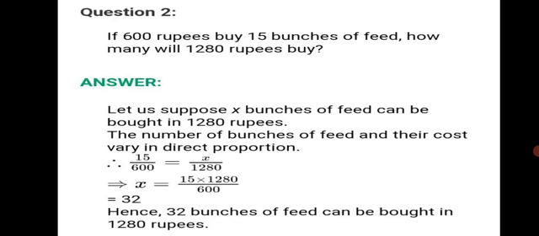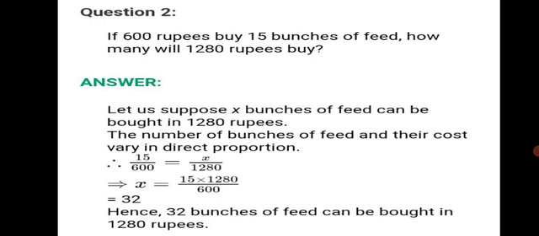This is a common statement that we have to show, that they are in direct proportion. Why? Because in 600 rupees if we can get 15 bunches, then in 1280 we will get more bunches of feed. So direct proportion, both are in increasing order. Therefore, 15 upon 600 is equal to x upon 1280. 15 is the number of bunches of feed and x also is the number of bunches of feed.